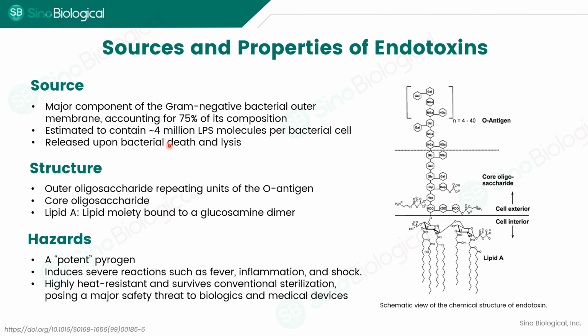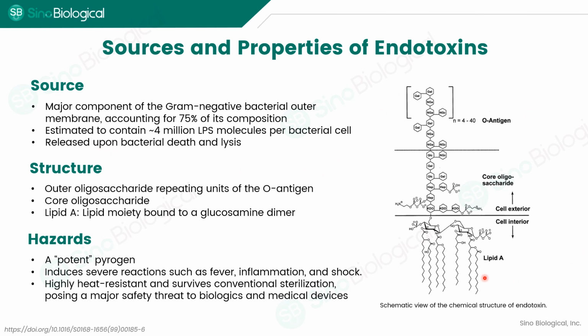So the endotoxin, or LPS, is the major component of the gram-negative bacteria outer membrane. It accounts for almost 35% of its composition, and it is estimated that one bacterial cell can contain up to 4 million LPS molecules, and it will be released to the surroundings upon bacterial death or lysis.